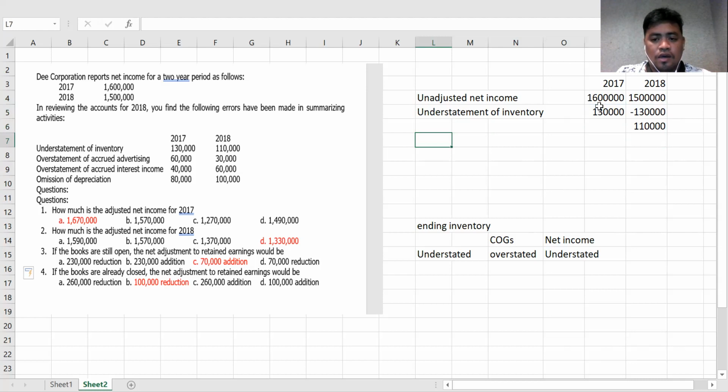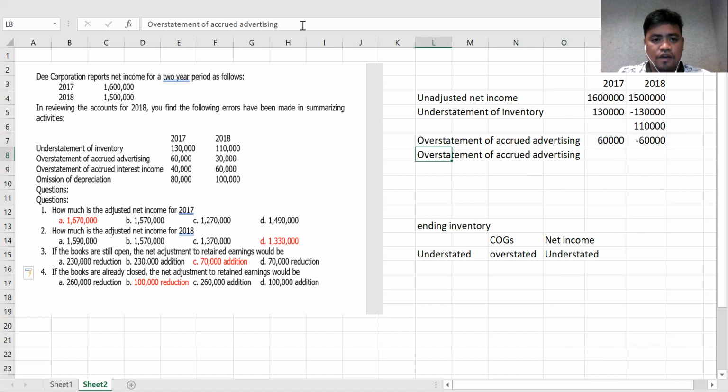Next, overstatement of accrued advertising. If your accrued advertising is overstated, that means your expense is also overstated, right? If expenses are overstated, therefore net income is understated. Since this is counterbalancing, it is a reduction for the next year.